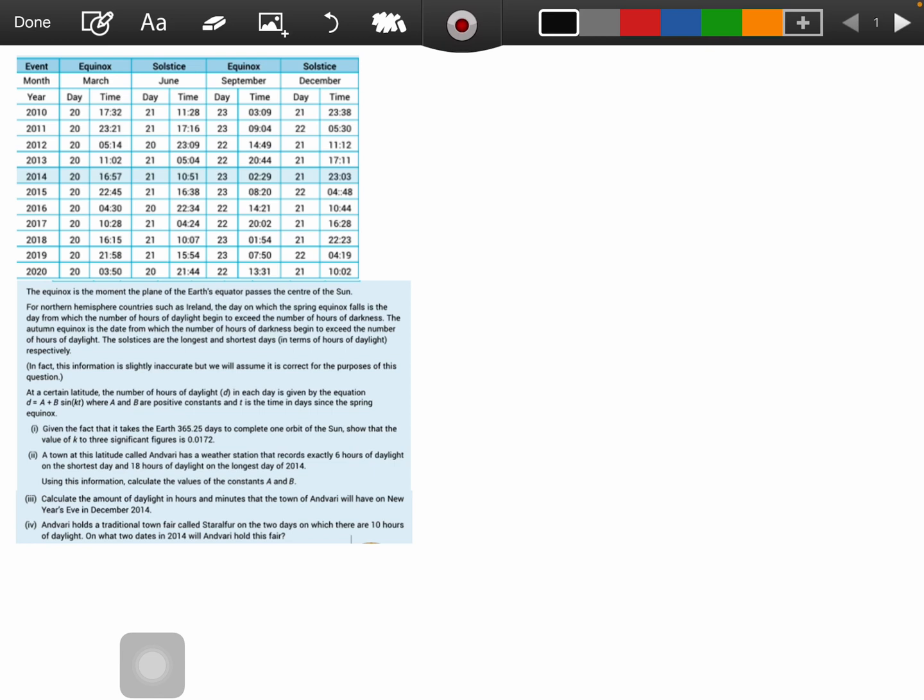It says at a certain latitude, the number of hours of daylight in each day is given by the equation D equals, so now I'm getting important stuff because they're giving me an equation. D equals A plus B sine kt. Sorry, small t for time. Where A and B are positive constants and t is time in days since the spring equinox.